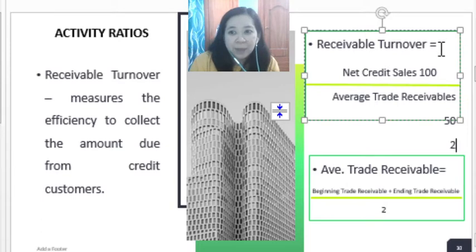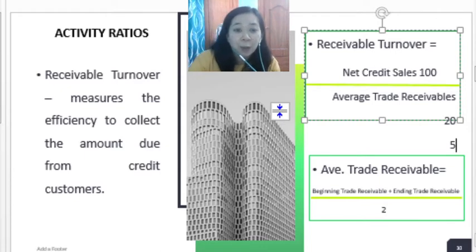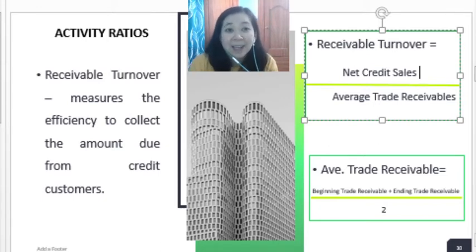For example, if your trade receivable, instead of 50, we make it 20, your turnover is 5. This means that every year, if this is for 1 year, you are collecting 5 times. Then you divide it by the number of days or by the number of months. Again, the more frequent a receivable turnover is, the better for the company because they can collect their receivables within a shorter period of time. This is the idea of our receivable turnover. They will determine how fast they are collecting their receivable using this analysis.